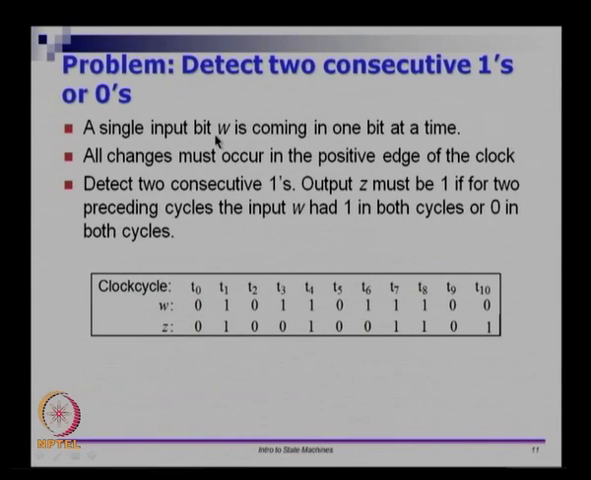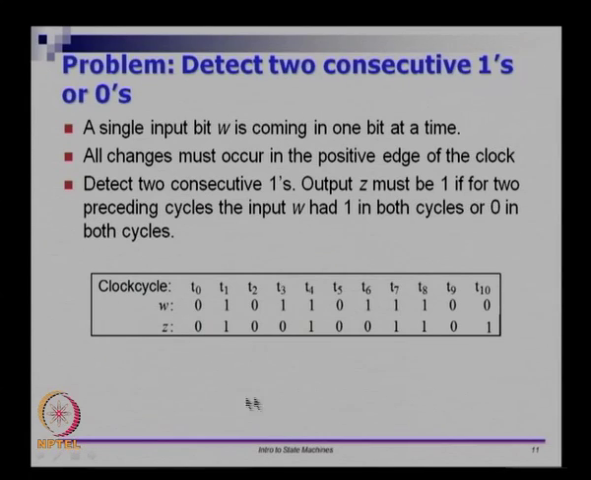Let us make it slightly more complicated. In this problem, as before, we have a single input bit W, and we want all the changes to occur on the positive edge of the clock. So, we want the shift register essentially to be a positive edge triggered register, and now the output Z must be 1 if for 2 consecutive cycles the input had either 1 in both cycles or 0 in both cycles.